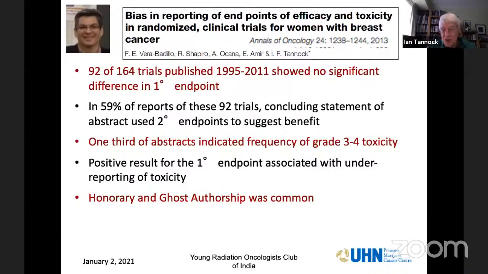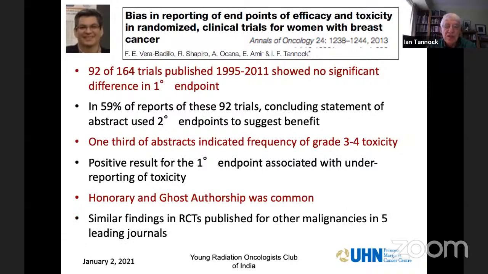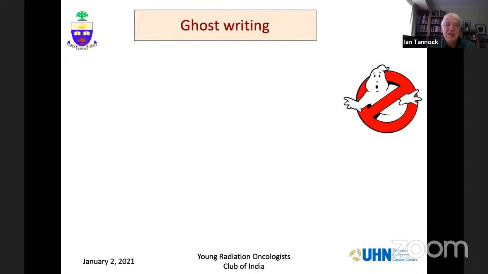And honorary and ghost authorship was common. Ghost authorship is where you get somebody to write your paper. Honorary authorship is where, usually at the behest of companies, you have a well-known author. And I'm sure many of you have seen the same author on lots of papers. Motzer on kidney cancer, Baselga on breast cancer, etc. And you realize that they can't have been the major player in every trial, and they're parachuted in because they're supposed to lead people to change practice. And there were similar findings in randomized trials for other malignancies in further studies.